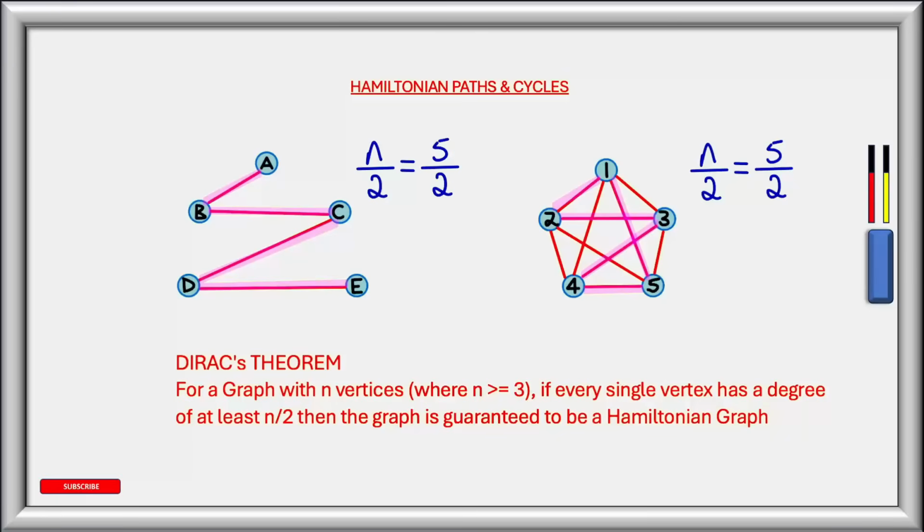But remember, this theorem provides a sufficient condition, not a necessary one. So we might have a graph that fails Dirac's theorem, but it's still a Hamiltonian graph.